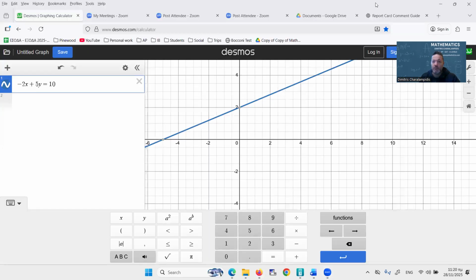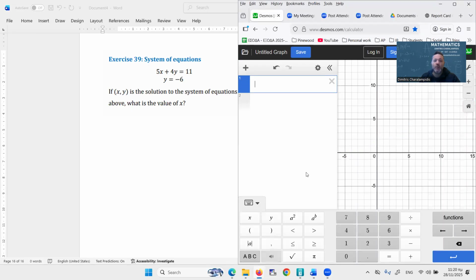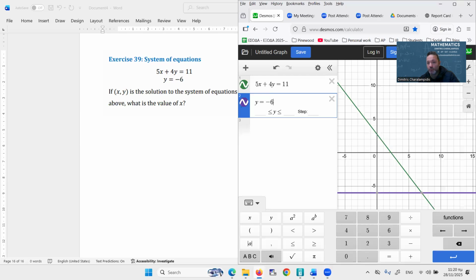Let me bring it out. So we will go here, sorry for that, and I will plug in the two equations without the need of rewriting them anyhow. So 5x plus 4y is 11, then y is negative 6. We need the solution to that system.